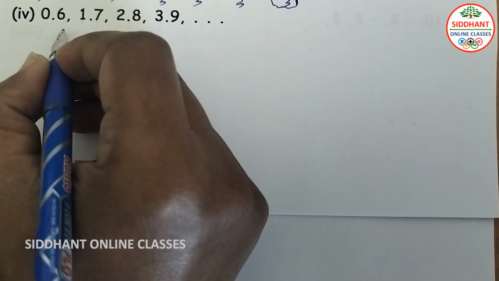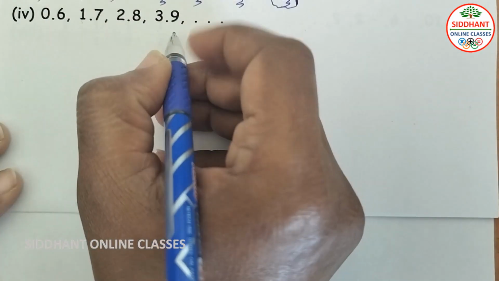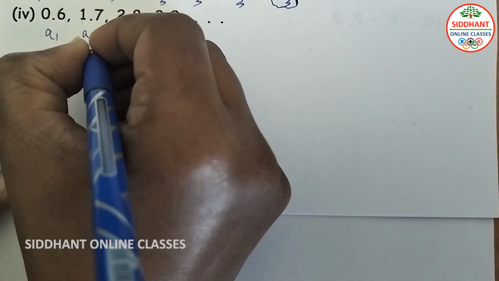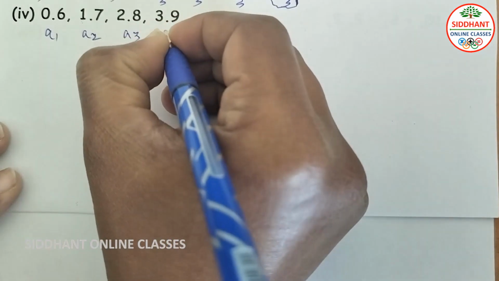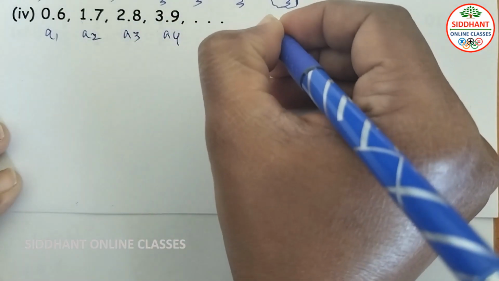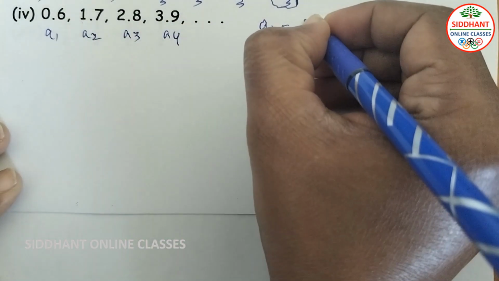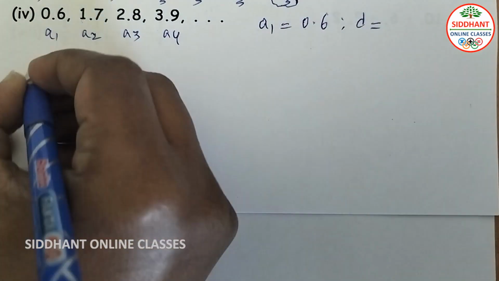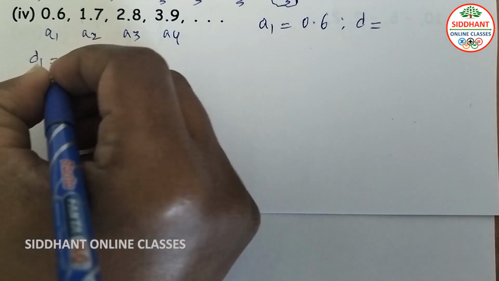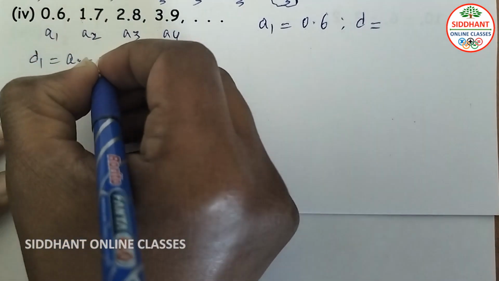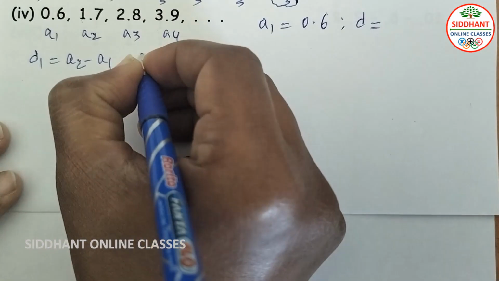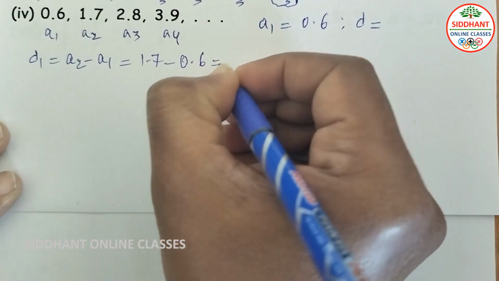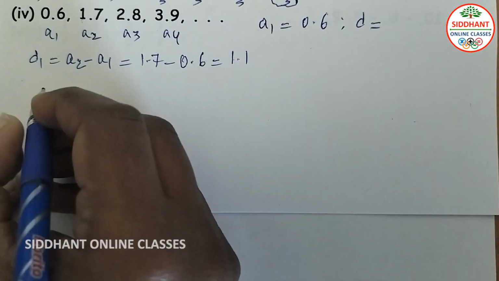Fourth one, 0.6, 1.7, 2.8, 3.9. So here it is A1, A2, A3, this is A4. The first term is A1, which is 0.6 here, and D we are going to find out. So D1 is equal to A2 minus A1, that equals 1.7 minus 0.6, that equals 1.1.